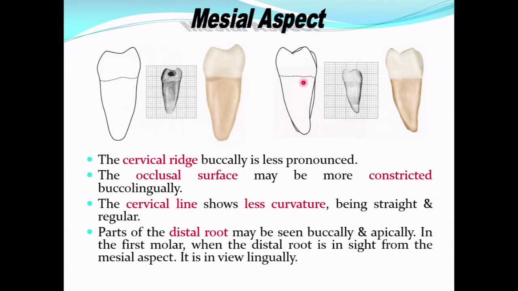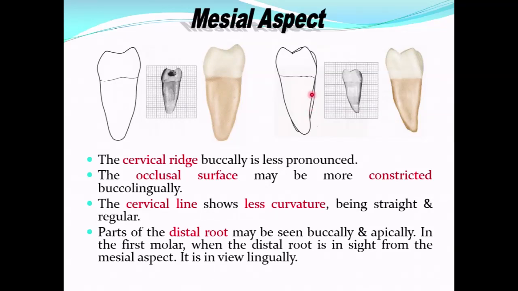Here, part of the distal root may be seen. Look, this is the mandibular second molar to the left. Here's the lingual, here's the buccal. So look, this is the distal root. This is the mesial root. This is the distal root.